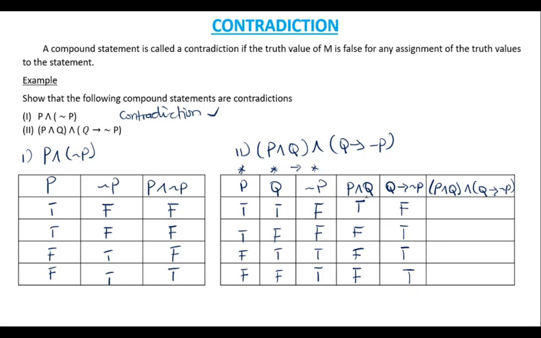Now I can see the conjunction between P and Q and then Q implies negation of P, which is what we have over here, the conjunction, or the "and", between them. So we have true, false over here. This is a false statement, because we are using the conjunction, the "and" operation. Because one of them is false, this is false.